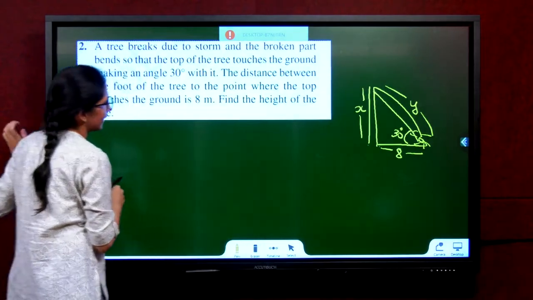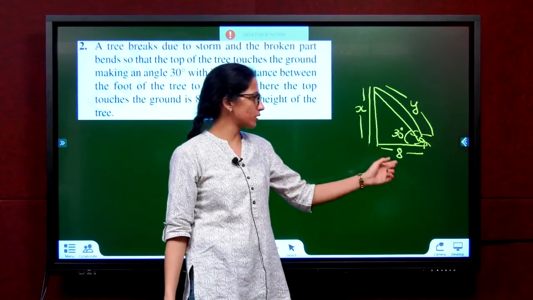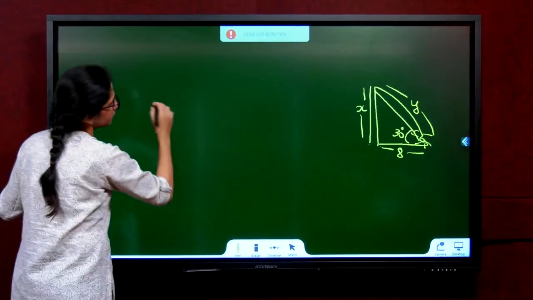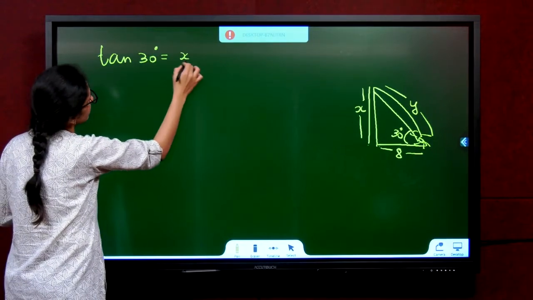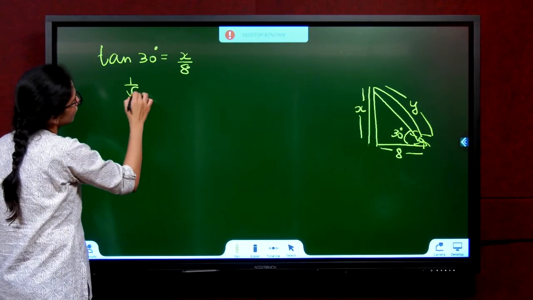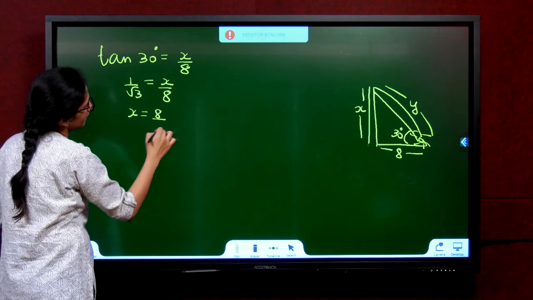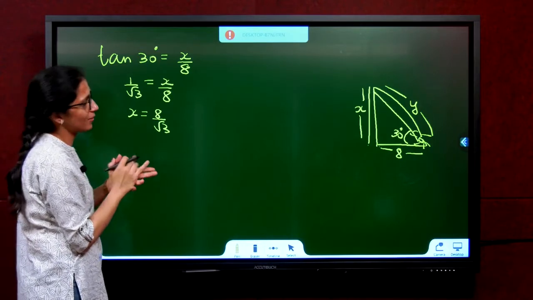So first let's find x. You know 8. X and 8, what's the relationship? Opposite and adjacent. So tan 30. Tan 30 degree is equal to x by 8. 1 by root 3 is equal to x by 8. X is equal to 8 by root 3. Keep it like this for now because it's not the final answer. No need to rationalize right away.